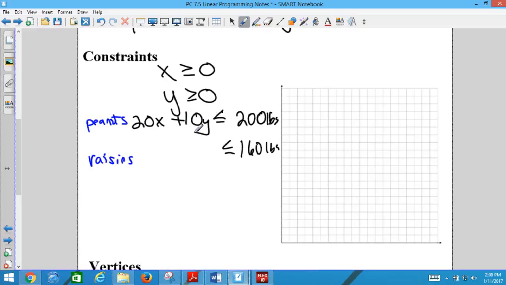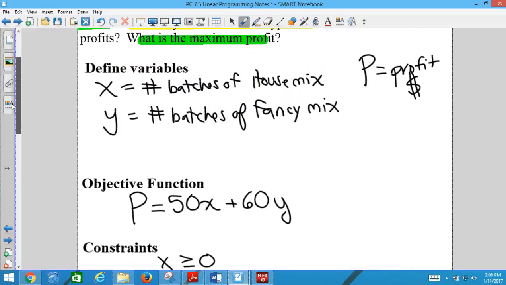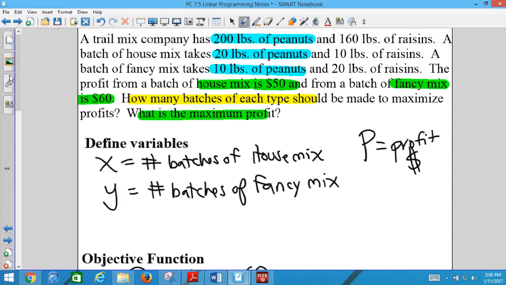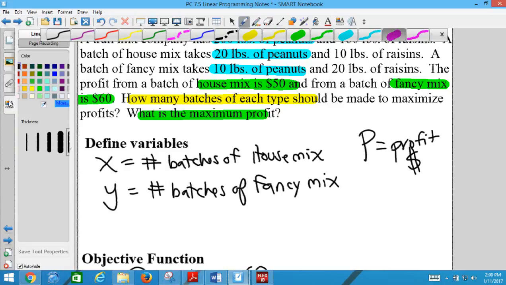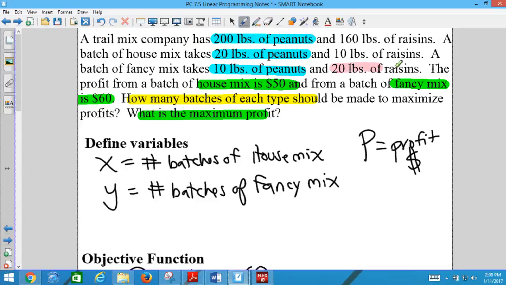You're just looking at the peanuts. And then for the raisins, same thing. We're just going to look for raisins up here. Here's raisins, here's raisins, here's raisins. So we have a total of 160. To get that 160, you take 10 from the x's and 20 from the y's.